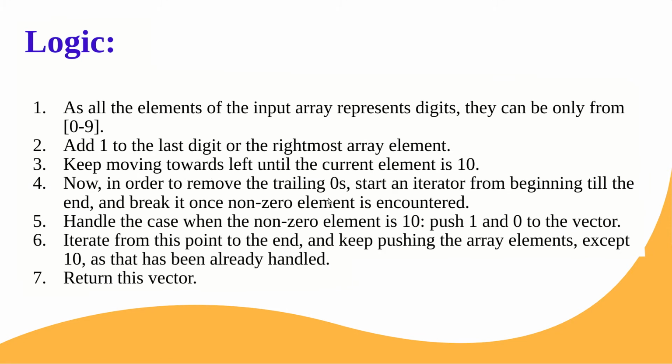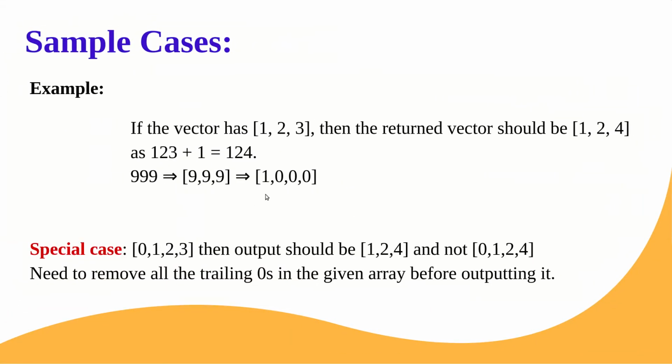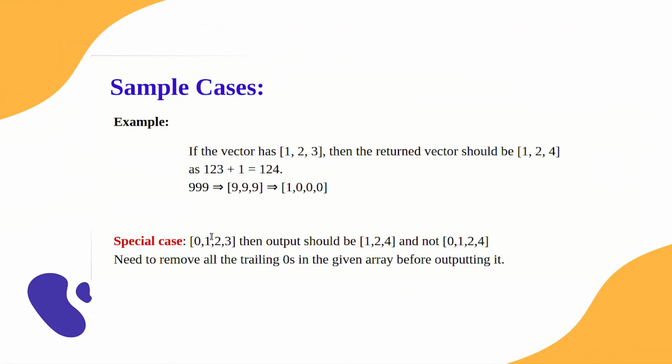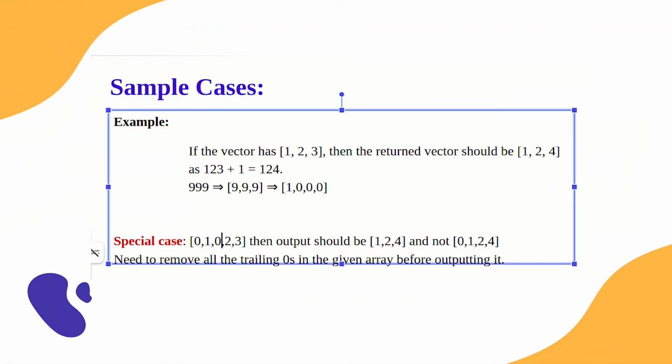Now in order to remove the trailing zeros, start an iterator from the beginning till the end and break it once a non-zero element is encountered. Why so? Because as you can see here, we just need to avoid the trailing zeros. So even if the number is in the form of this, that is, 0 is in between, the output should be this.